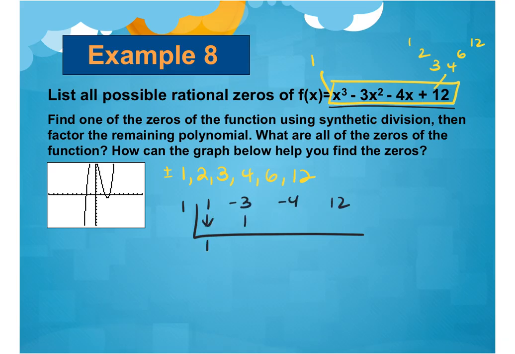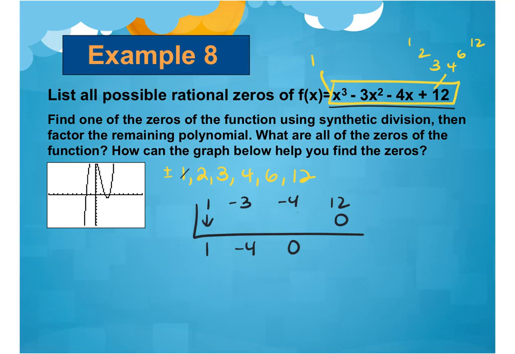Multiply, put it in the next column, add it. Multiply it, put it in the next column, add it. Multiply it, put it in the next column, and it is not 0. So now I'm going to try again. This time I can try negative 1. Bring it down, multiply it, put it in the next column, add it, multiply it, put it in the next column, add it, multiply, put it in the next column, and I've now ruled out both positive and negative 1.